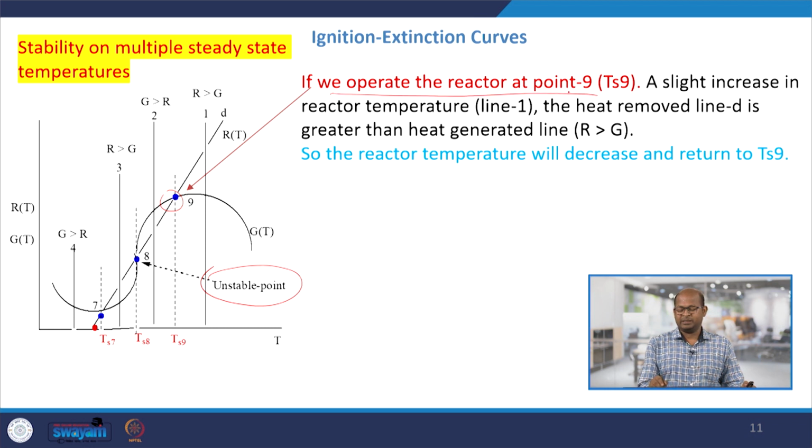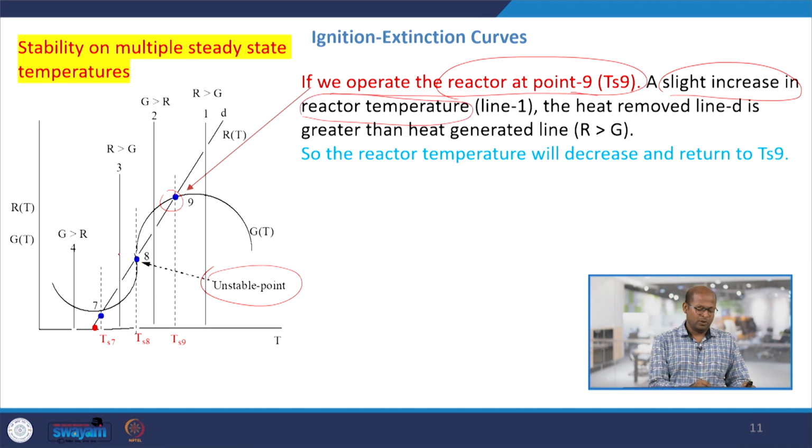If we operate the reactor at point 9, at that particular steady state temperature that we are choosing, then what would happen with a slight increase or decrease in the reactor temperature? That we have checked. Now, if we operate at this particular steady state temperature at the beginning, and there is a slight increase in the reactor temperature, then what would happen?